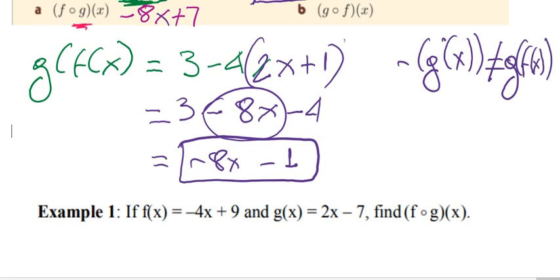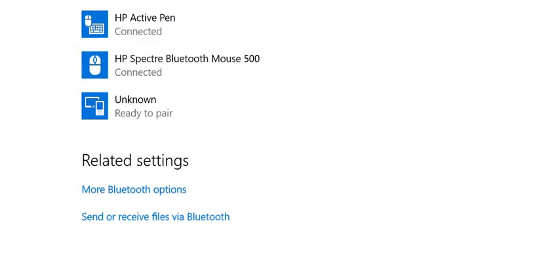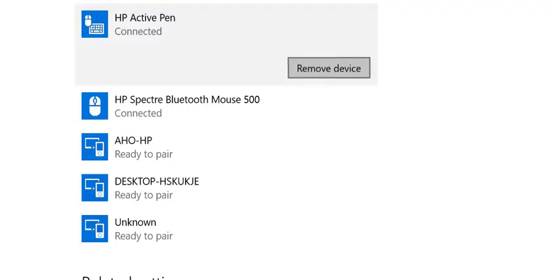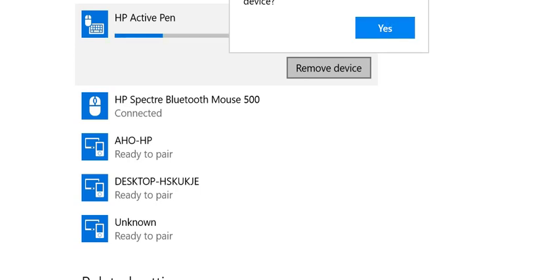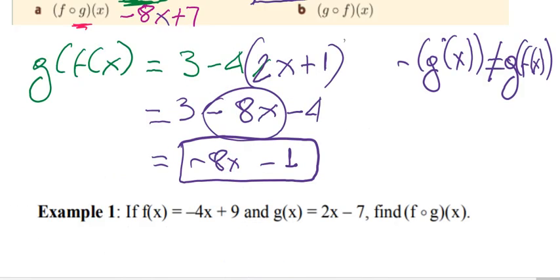Let's see, for example, what's happening in this case. I need to know if I can switch off the Bluetooth. Let me unpair the active pen here, remove device, and I hope that will be better.